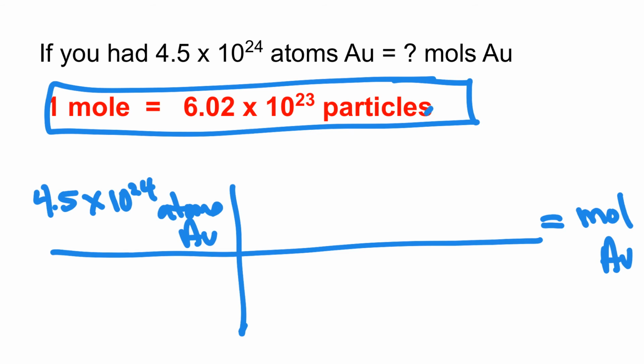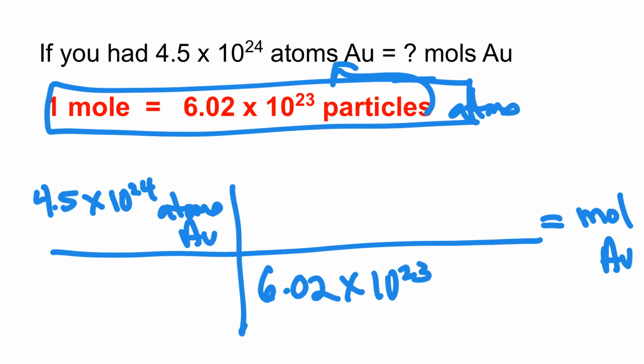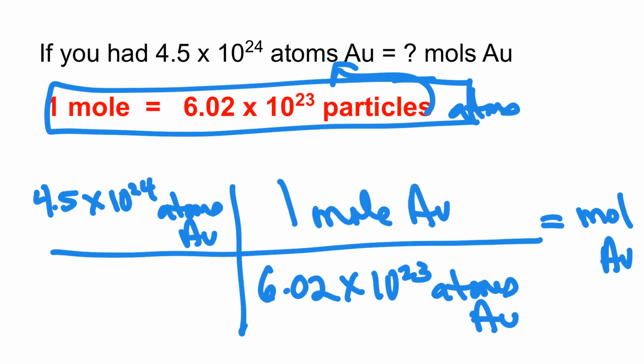Clearly, in this case, I'm talking about atoms, so I want to think about atoms, and I want to get rid of atoms. So I'm going to put the 6.02 times 10 to the 23 atoms of gold on the bottom, and that equals 1 mole of gold. Okay? My atoms cancel and I end up with moles, and that's what I want. So now I just have to do the arithmetic. So I'm going to take 4.5 divided by 6.02.